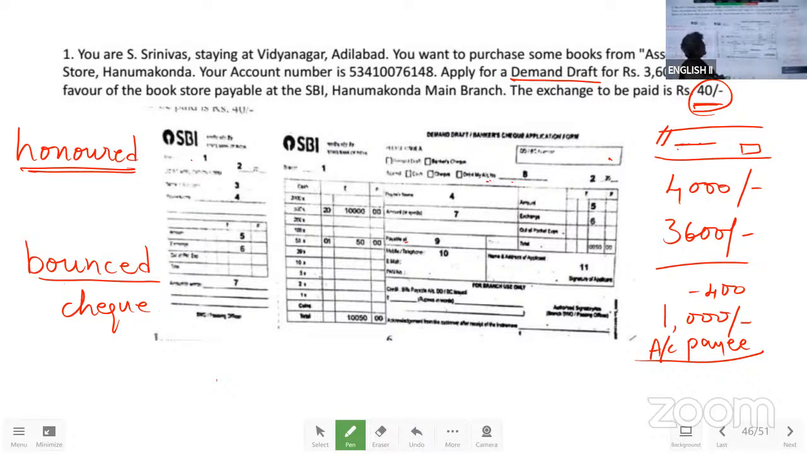So with this, we have finished the chapter filling in forms. So I hope you have understood. Keep in mind, a demand draft has 2 branches mentioned. One way you pay and one way it is payable at.